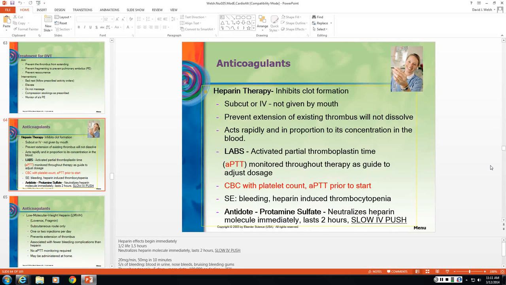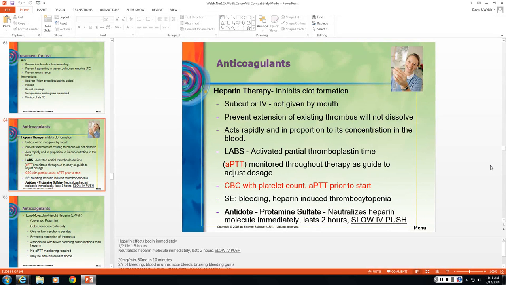Basically, heparin inhibits clot formation. It can be given subcutaneous or IV, but not given by mouth. It helps prevent the extension of existing thrombus, but it is not going to dissolve it. So it's going to keep it from getting bigger, but it's not going to dissolve it. It also acts rapidly in proportion to the concentration in the blood.